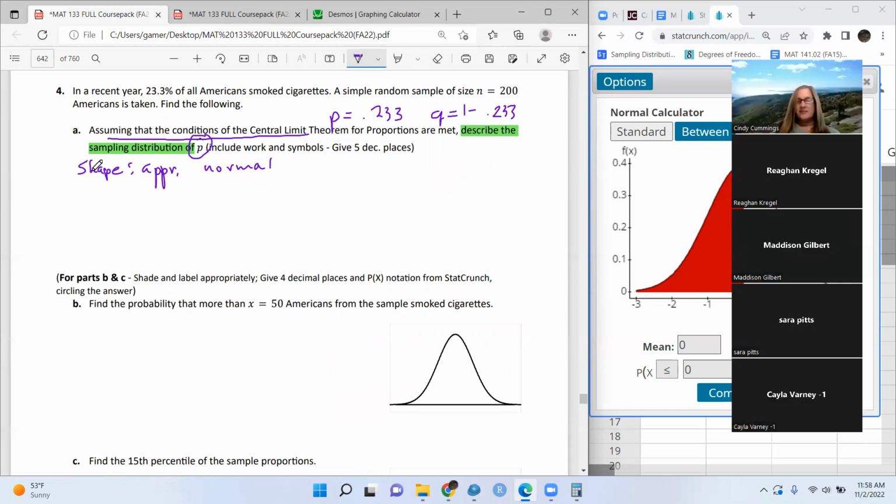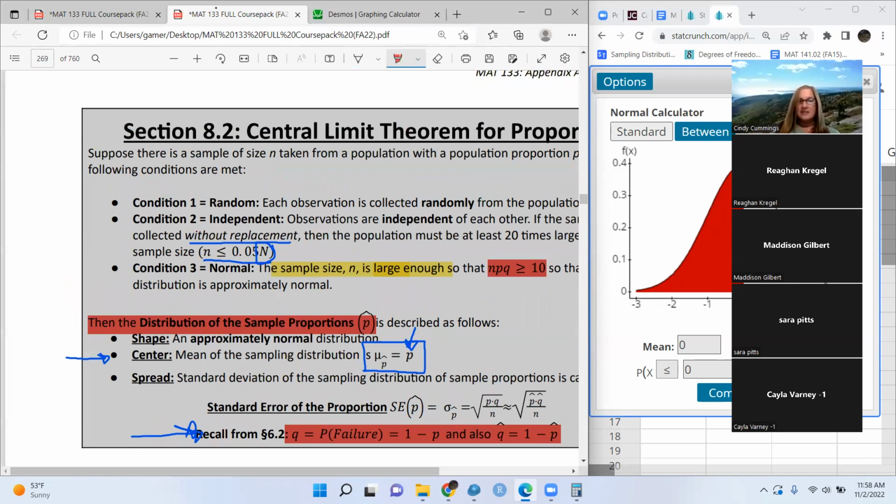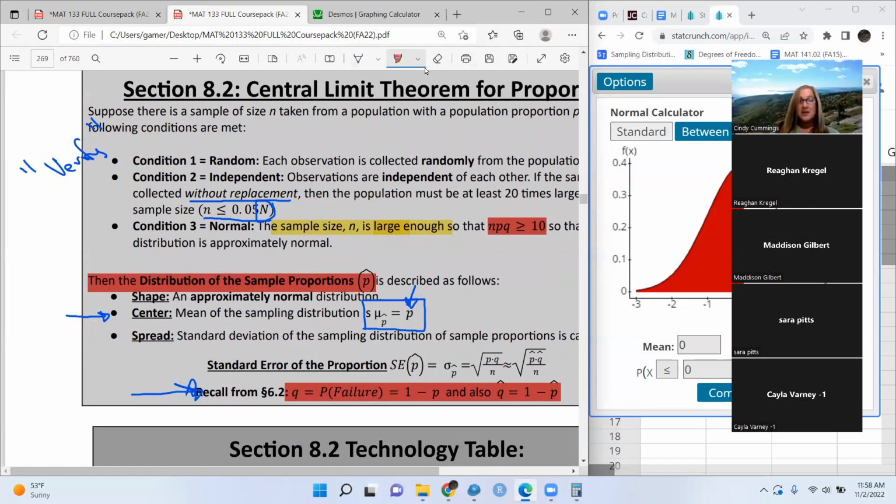Yeah. Last night we kind of figured out that where they want you to verify, the word verify means that you want to list your 3 conditions. So verify means put down your 3 conditions, and the word describe means your shape, center, spread. Yes, that is the most common language we use on the worksheets and exams. Love it. Yes, 100%.